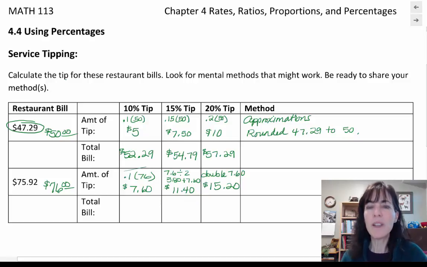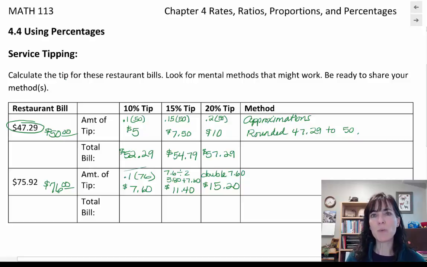You may know some methods as well that you can use for mental math to try to figure out tips in a restaurant, or you may be one of those people who have never done it without a calculator. And so I'm going to challenge you to try some of these methods on your paper. If you've done them all using your calculator, try to do a couple just using mental math and see if you can do it or not.